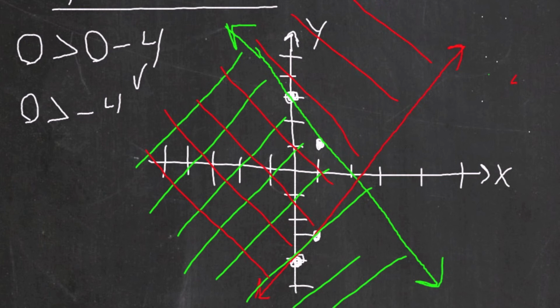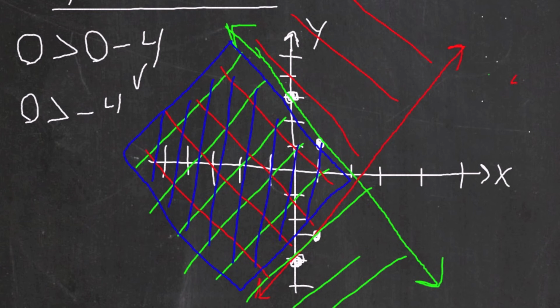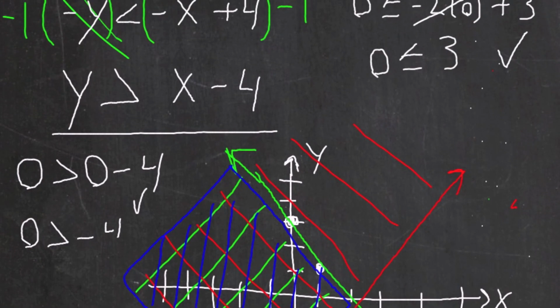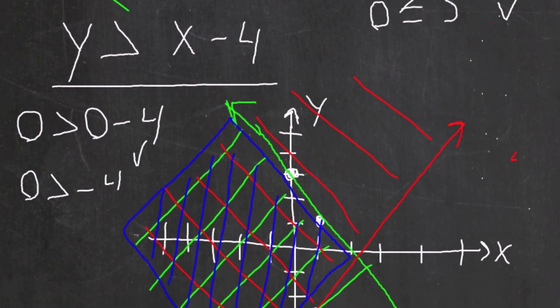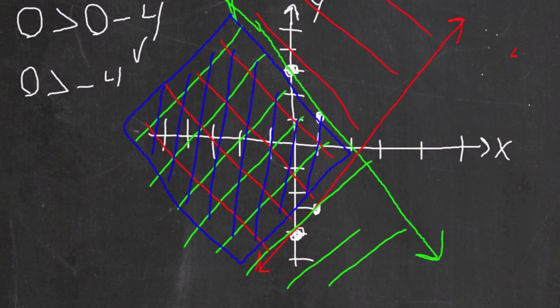So the solution now to our system of equations will be where these two shaded areas intersect, which, as we can see, is this right here. One other thing to note, the equation here is just less than, is not equal to, so this red line is going to be dashed.